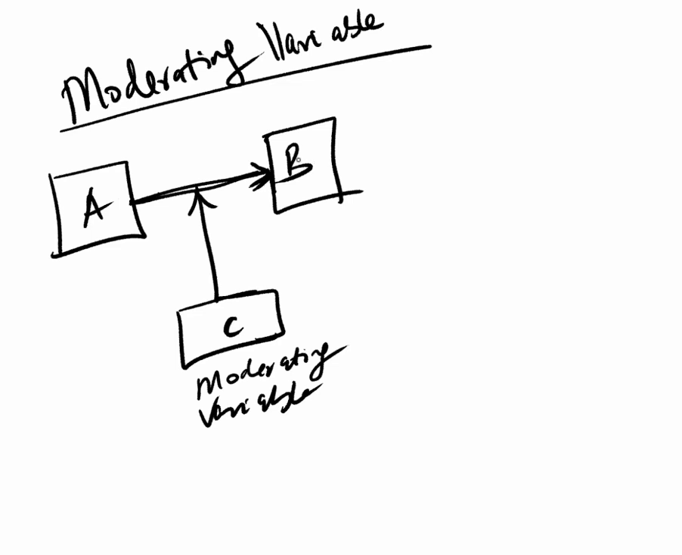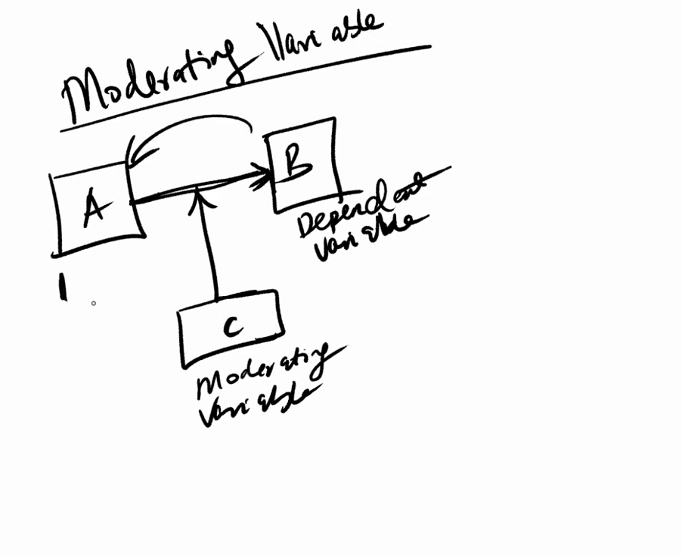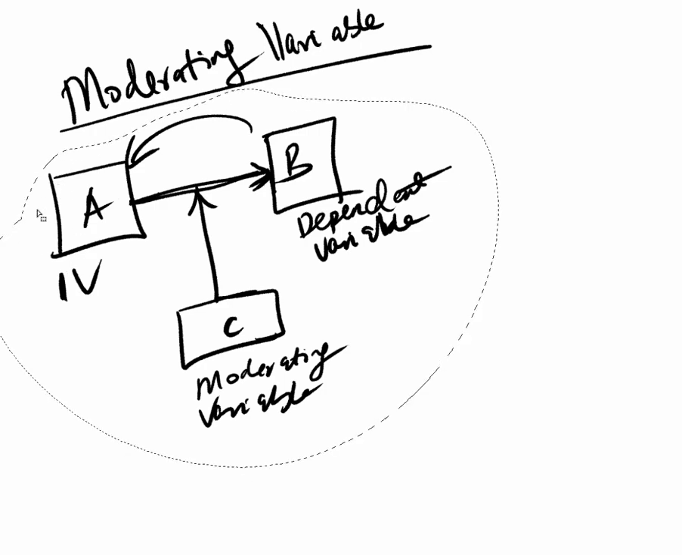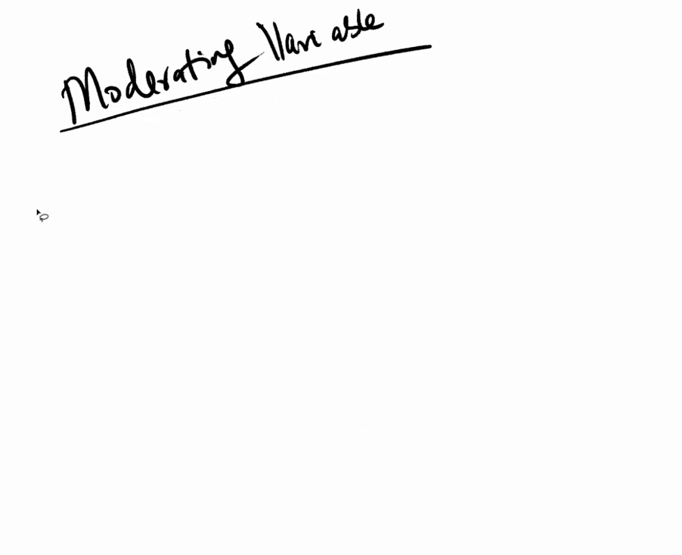But this guy, which is B, is a dependent variable, because it depends on A to exist. So this one is the independent variable. Now let's go further on this and see how we can move it to the next level. Let's give an instance of moderating variable.